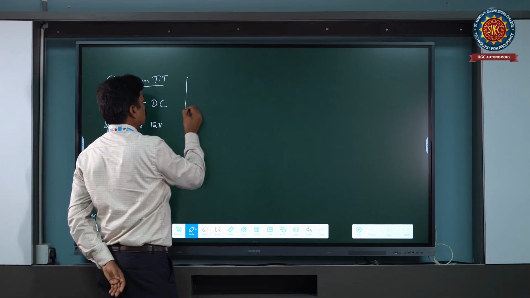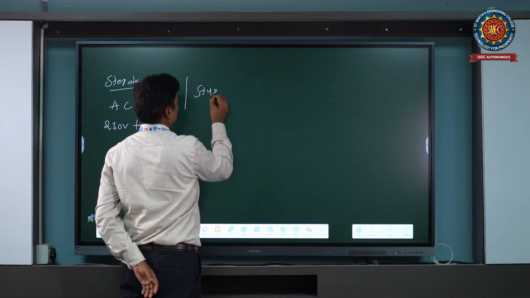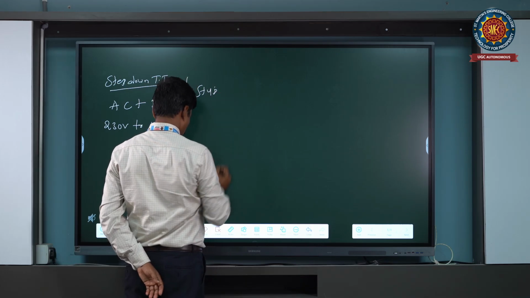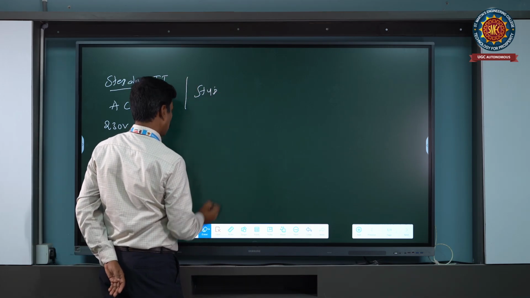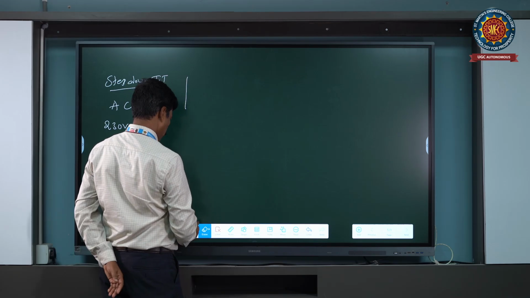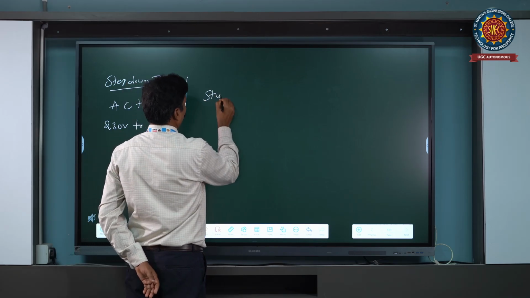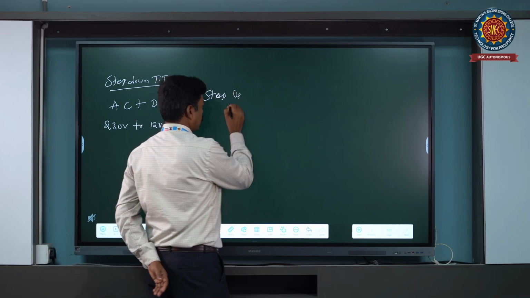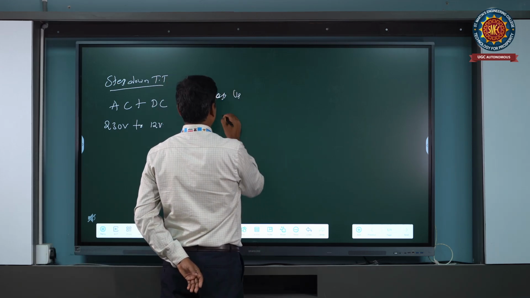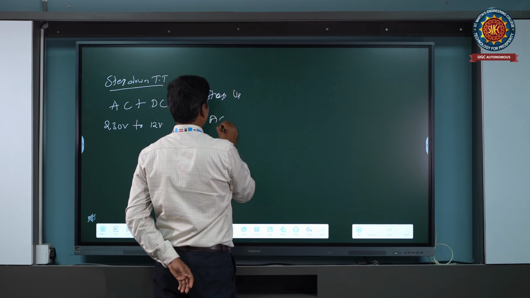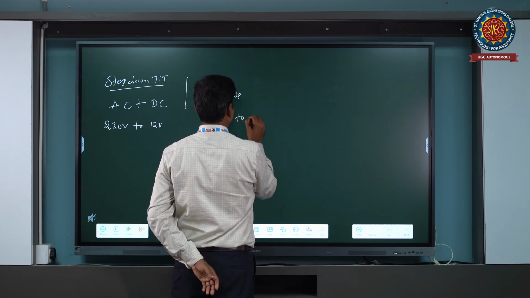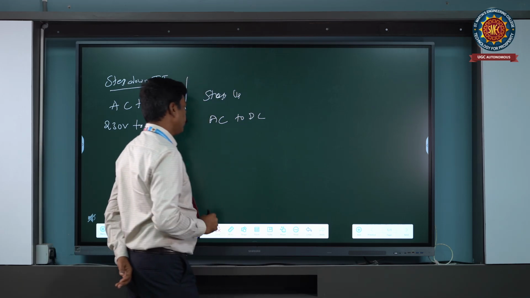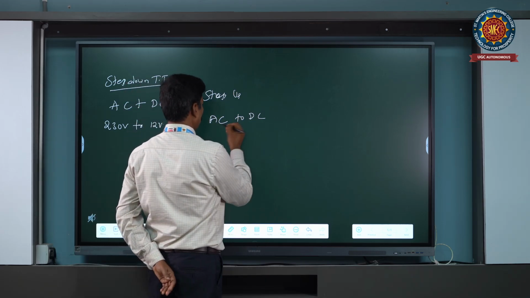Another one is the step up transformer. The step up transformer is very important.